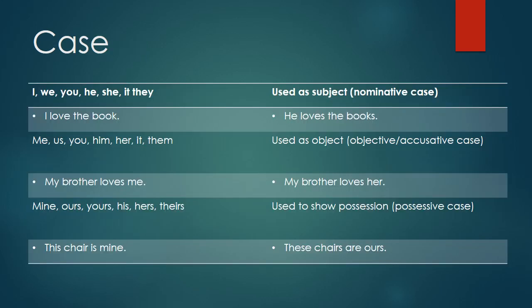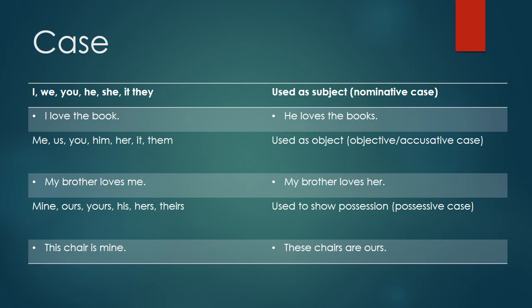Cases: I, we, you, he, she, it, they. These are used as subject, or we can say in nominative case. For example, I love the book. He loves the books. Me, us, you, him, her, it, them. These are used as object, or accusative case. For example, my brother loves me. Here me is accusative case. My brother loves her. Her is accusative or objective case.